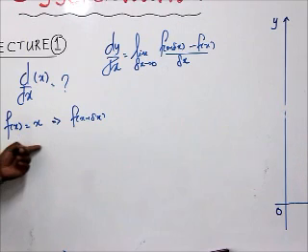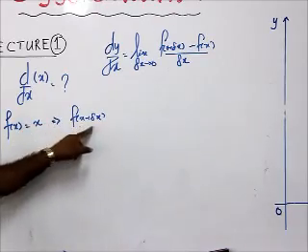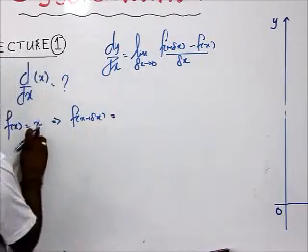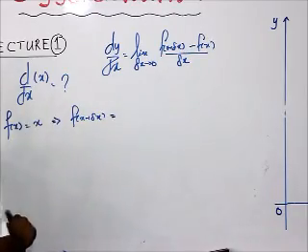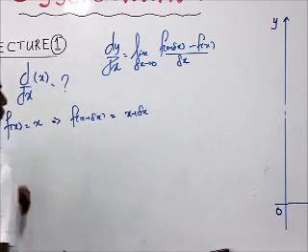So the given function is x. We can call that f of x. From this, f of x plus delta x. How do you find f of x plus delta x? In place of x, you have to put x plus delta x. Then you get x plus delta x.